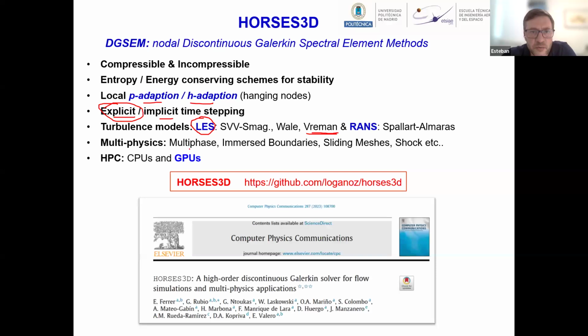And then we can do multi-phase, moving boundaries, sliding meshes, shocks, plenty of things, but I will focus today on wind turbine stuff. And regarding HPC, we can do CPUs and GPUs recently, so I'll show some results also on the GPU implementation. The solver is open source, so you can download it for free here. There's a paper where we summarize some of the features, which is already quite old. We're preparing now a new one with a GPU version.